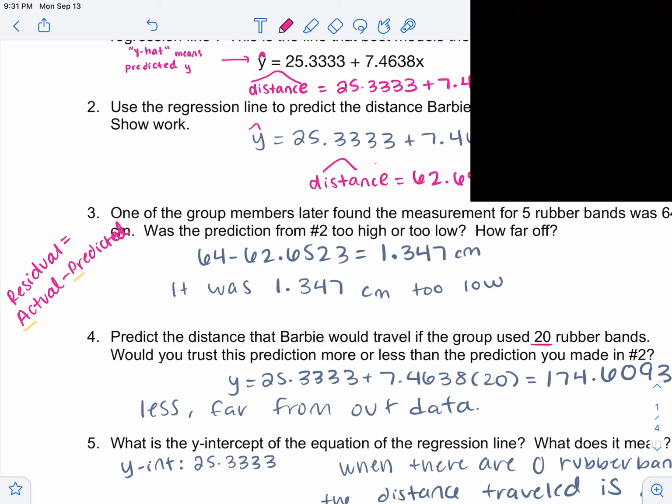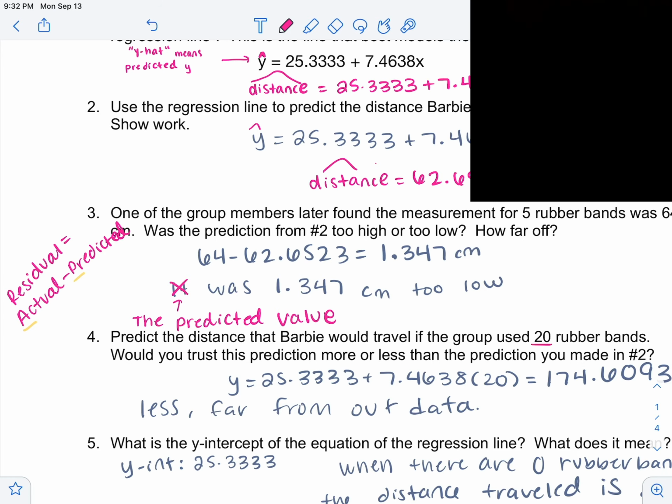All right, and then in my sentence, I said it was 1.347 centimeters too low, but in this class we really want to avoid using the word "it" because that is not very clear. We're not communicating very well. What is it? So I'm going to cross out that "it" here and reword it in context of the problem that we're dealing with. With this problem, it's not "it," it is the predicted distance, because our predicted distance was too low from the actual. So I said the predicted value was 1.347 centimeters too low.